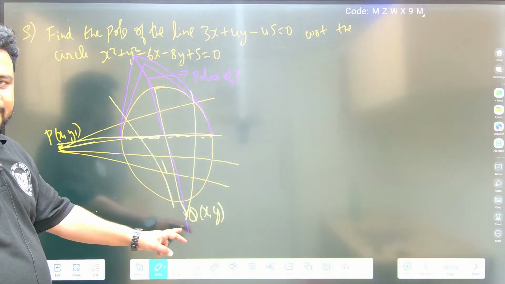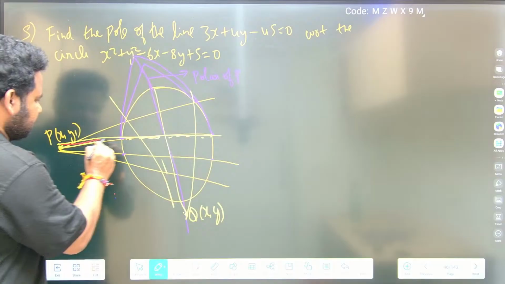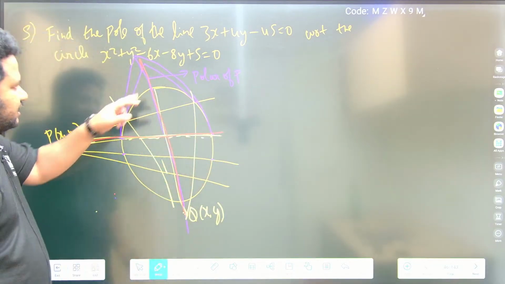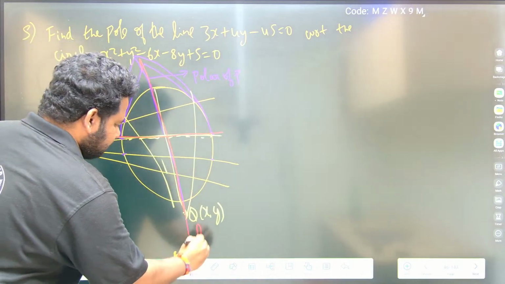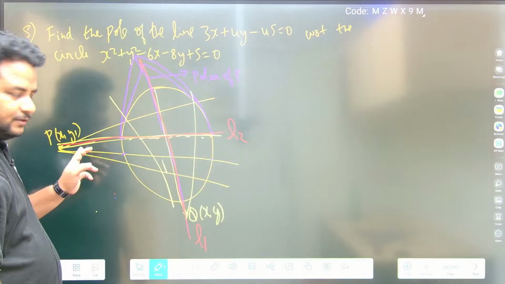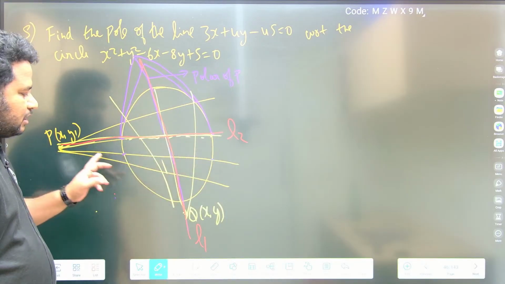Then what will happen? See here, observe carefully. Let me put it in a red line. See, this is one line, and this is one line. This red line, let me write this as L1, and let this be L2. This L1 is called the polar of P. L2 is called the polar of Q.